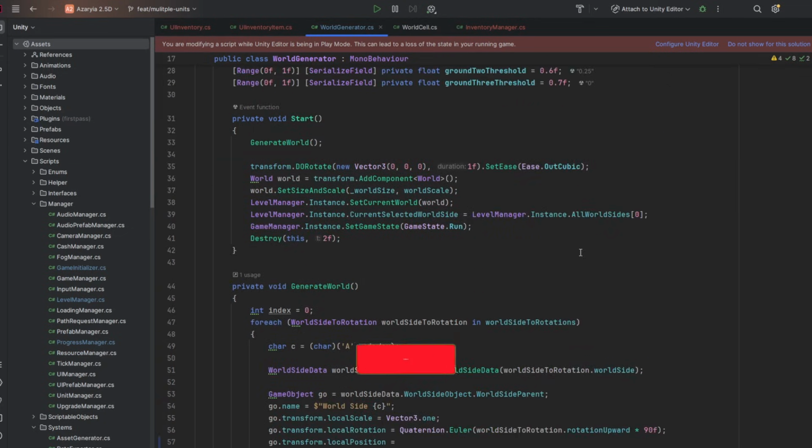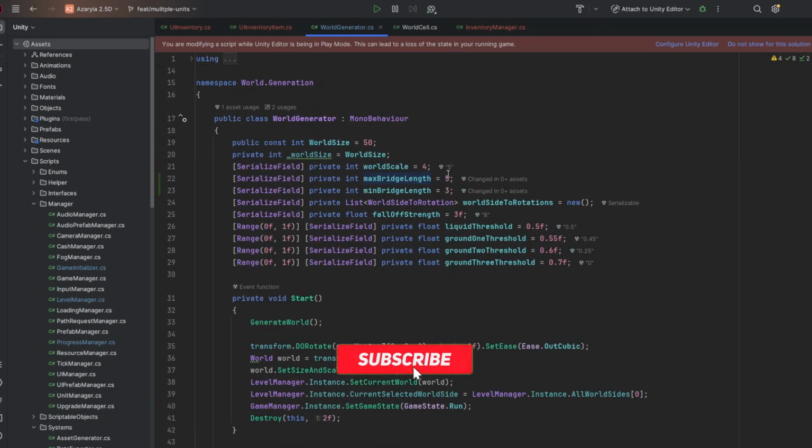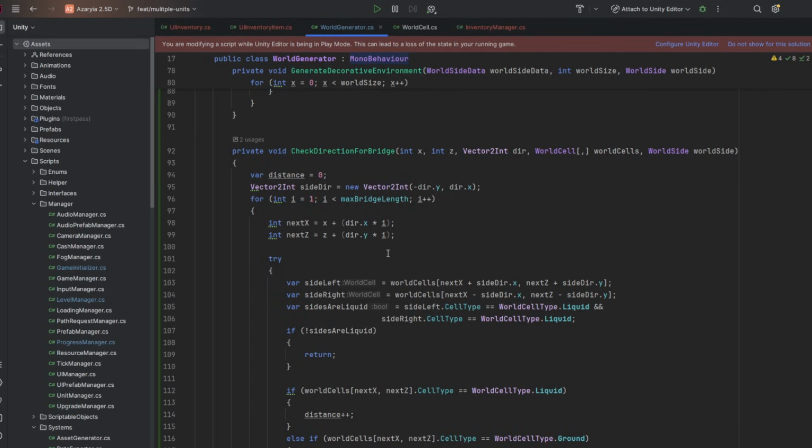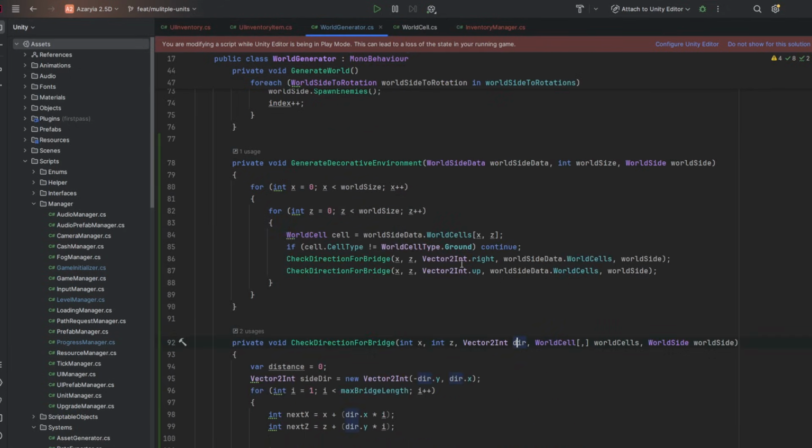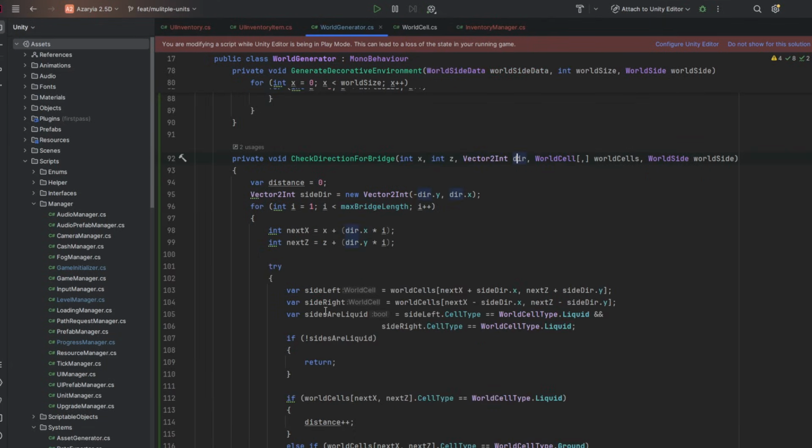I said that this is, in my example, 5, so the bridge is a maximum of 5 blocks and a minimum of 3 blocks. And as I said, I go a straight line to the left, to the right, and then in the next iteration upwards. I check on the left and on the right side of this line if both fields are liquid, because I do want to have the bridge in the middle of something liquid, and I do not want it to be at the border of the ground tile.